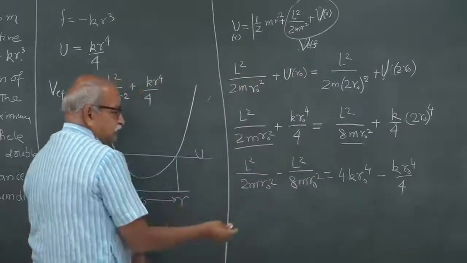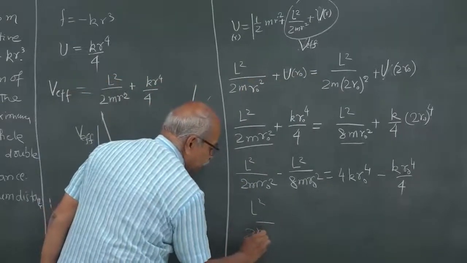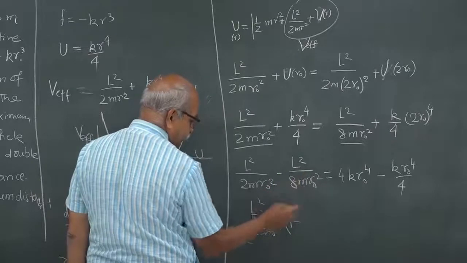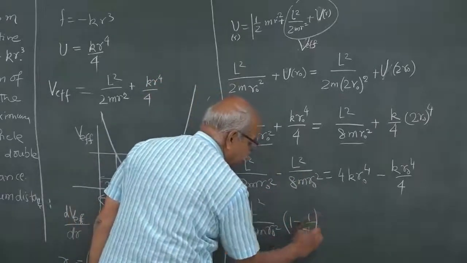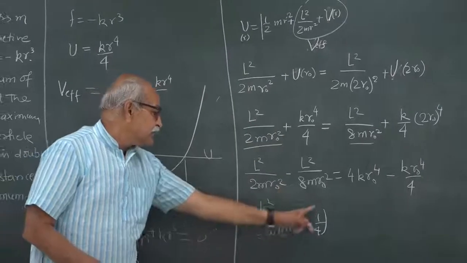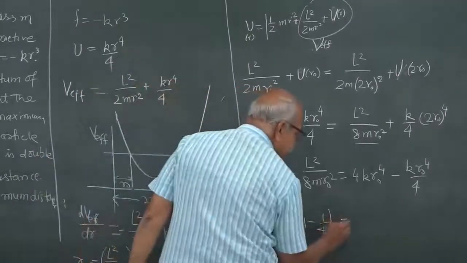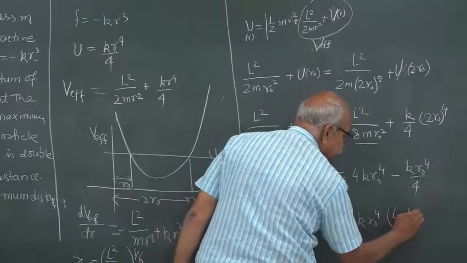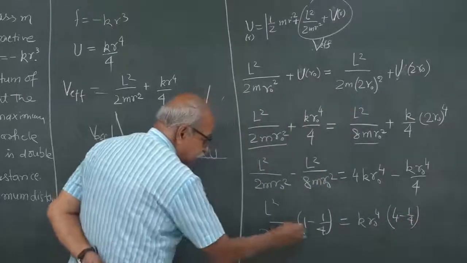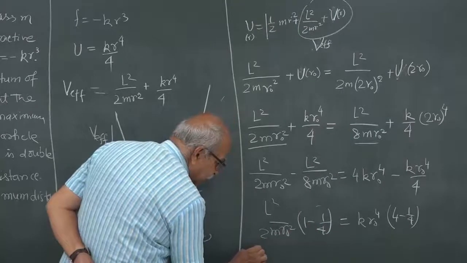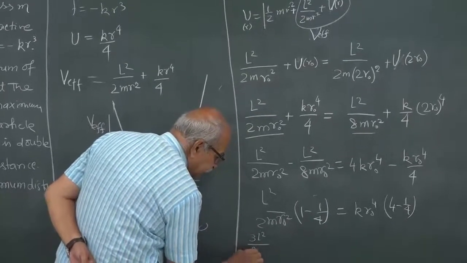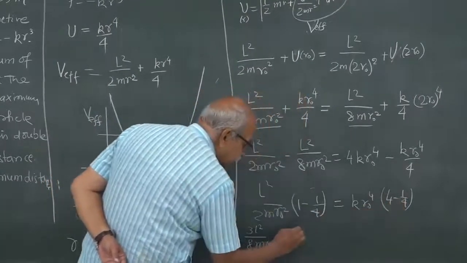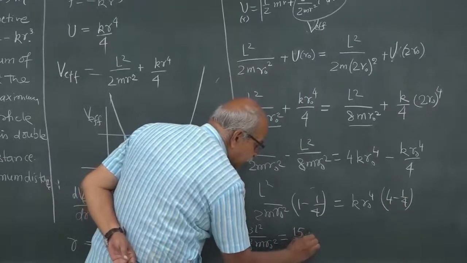Alright, so easy to calculate L square by 2 m r naught square and then you have 1 minus 1 by 4. Correct, 1 by 8 here, 1 by 2 is here and 1 by 4 is here, and this side k r naught to the power 4 and then you have 4 minus 1 by 4. Alright. So, this is 3 by 4. So, 3 L square divided by 8 m r naught square, and on that side it is 15 by 4, 15 by 4 times k r naught 4.